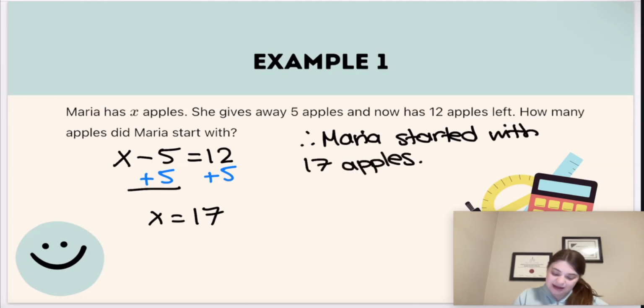And let's make sure that makes sense. Let's say she started with 17 apples, and then she gave away 5 apples of the 17. How many would she have left? Well, 5 less than 17 is 12. And so, yes, that does make sense. So that's something else we can do, is just consider if it makes sense with the context, or we could even plug the value back into the original equation for X and see, is it true or false that 17 minus 5 is 12? And of course, that's true. And so we're good to go here.